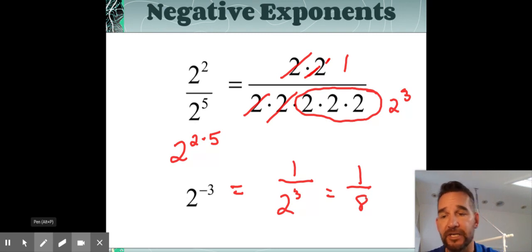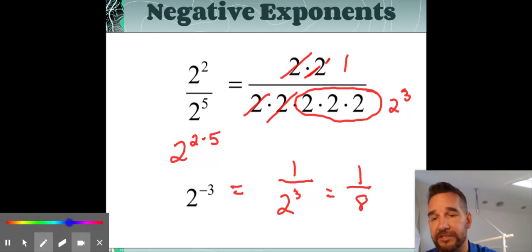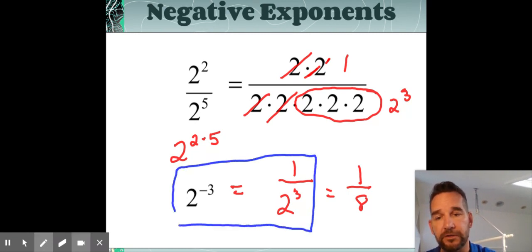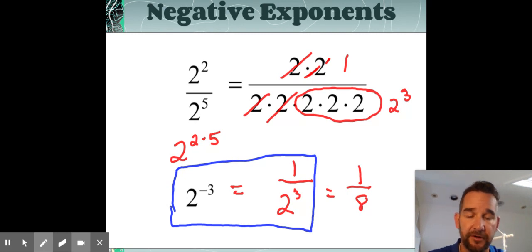But now what I've just seen here is that 2 to the negative third is equal to 1 over 2 to the positive third. And that's actually going to be a law. And that is how you simplify it. We'll explore that more on the next slide.